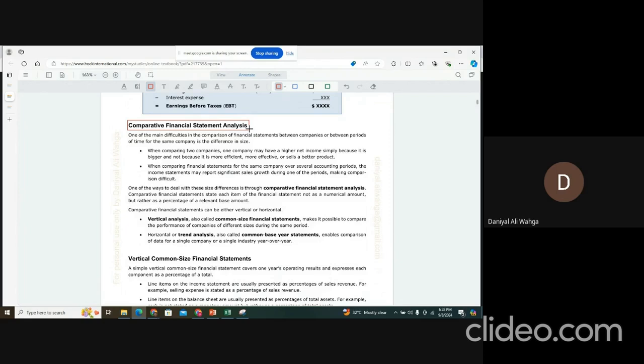You compare your financials from year to year. You compare your financials with other companies to get a better decision. You look towards informed decisions.